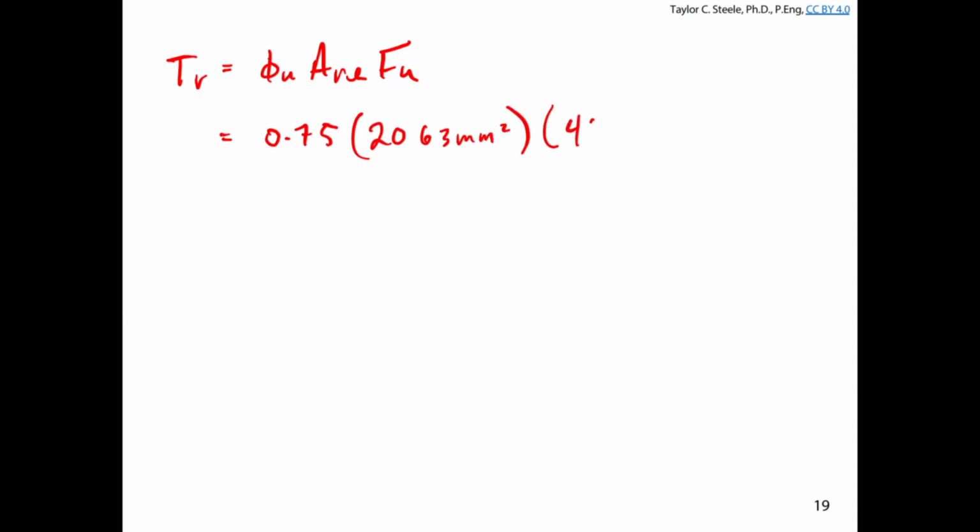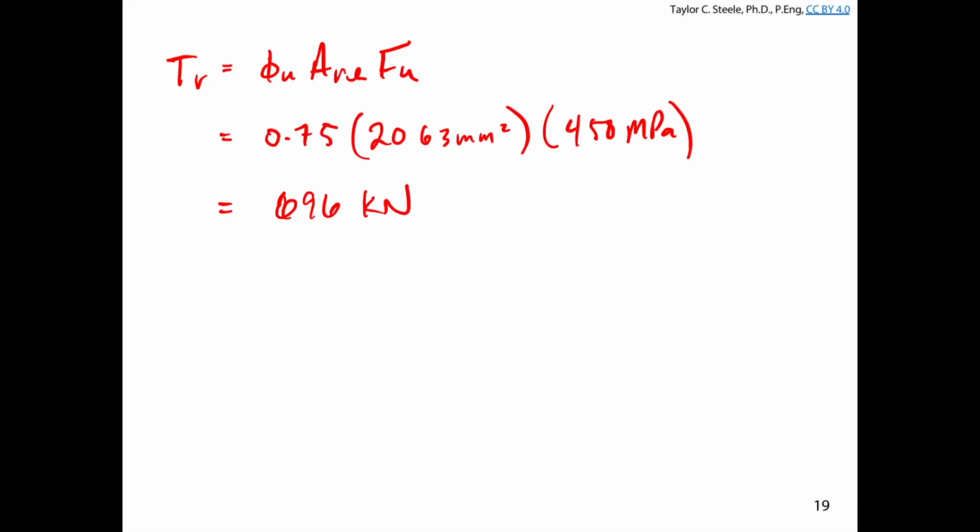Okay. So we get TR is phi u ANE FU. Phi u is always 0.75. ANE is the 2,063 millimeters squared we just calculated. For 350W steel, we're dealing with an ultimate tensile strength of 450 MPa. And so our total factored resistance is 696 kilonewtons.